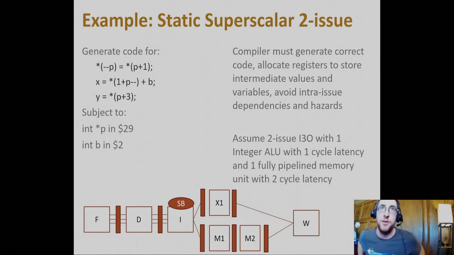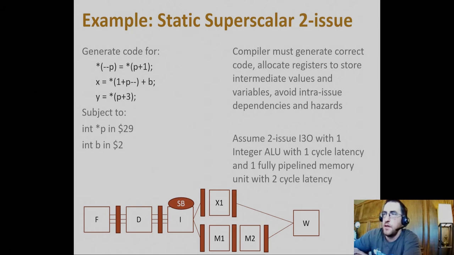So here's an example of some nasty looking C code with pointers, which is a one-line piece of code that says star minus minus p equals star p plus one. What does that mean? Well, it means decrement p first and then assign it to the value of the next element in the array. That's what it means. So that's that first line. The second line, x, is dereferencing the next value of the array 1 plus p and adding that to some scalar value b and then decrementing the pointer again. And then the last line is accessing the third element offset from the current pointer position p.